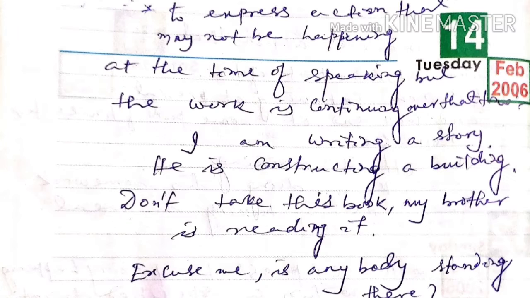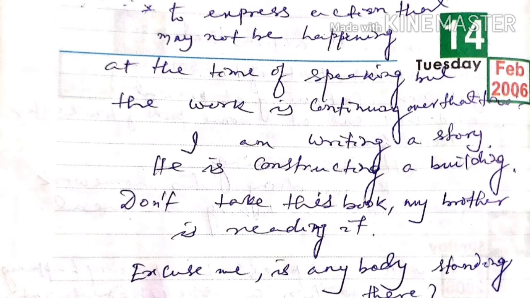Present progressive form is used to express an action that may not be happening at the time of speaking, but the work is continuing over that time. For example, I am writing a story, he is constructing a building. Don't take this book, my brother is reading it. Excuse me, is anybody standing there?